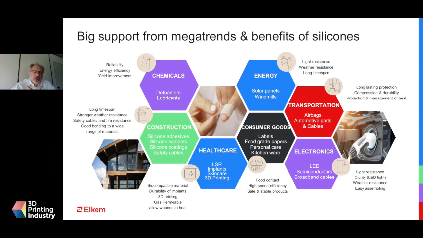Based on those diversities, we see the unique characteristics and properties of silicones that can be used in various and many industries, directly or indirectly, from chemicals to electronics, from healthcare to energy, transportation, consumer goods. Silicones accompany you all day long, knowingly or unknowingly.